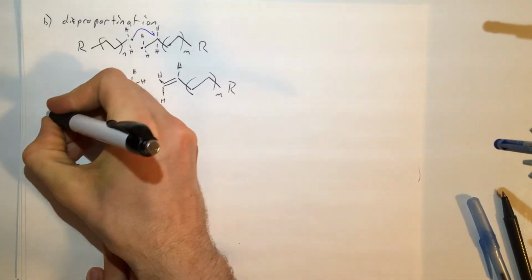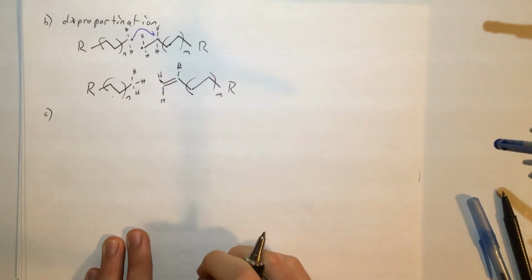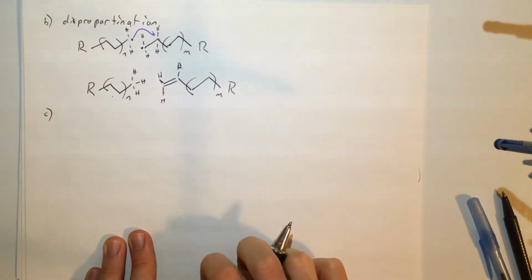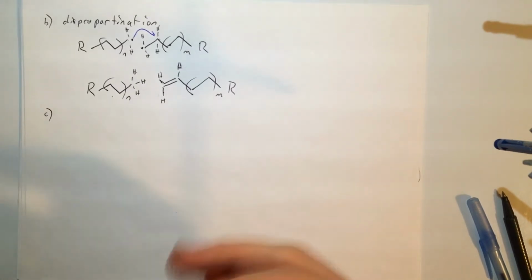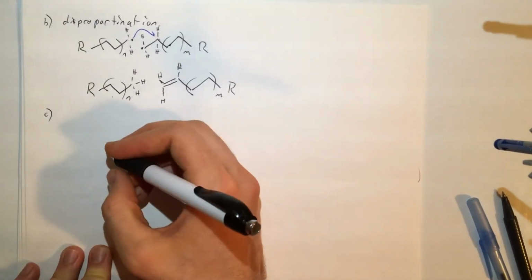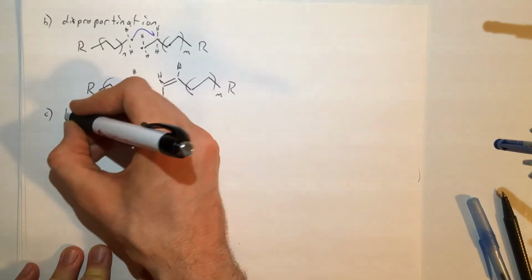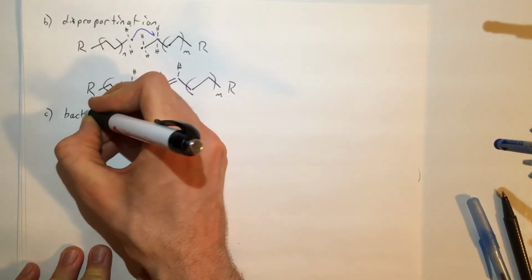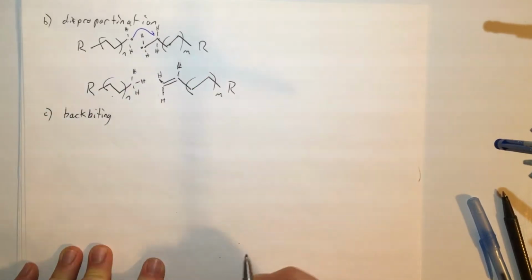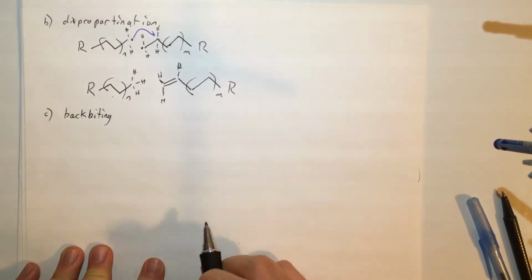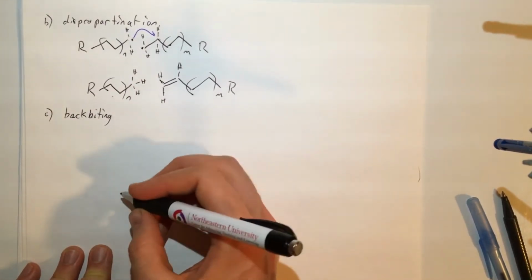All right, so now we're going to talk about the third option. Strictly speaking, this doesn't halt further molecular growth, but it is a process that is related to these other things. So let's talk about it now. So we're going to talk about backbiting. This is seriously the chemical term they use for it. So what happens with backbiting?